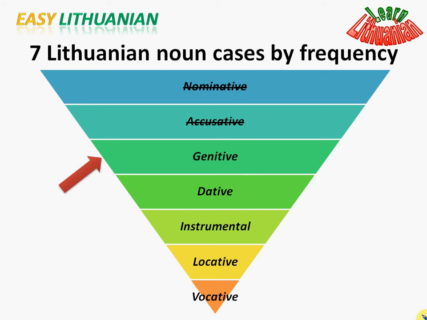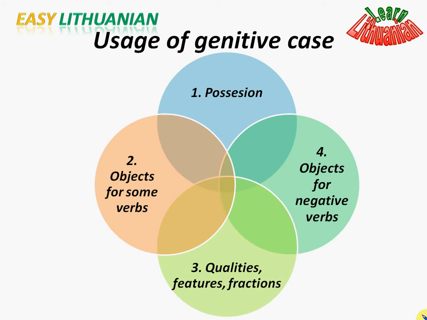And let's see what this case is for. It's used to show possession. When a noun is a possessor, an owner of something, it is in the genitive case. Some verbs also require their objects to be not in accusative case but in genitive case. But there aren't many such verbs, and you'll learn them later, maybe in the second part of this series about genitive, or I'll make a separate video for such verbs that require genitive case.